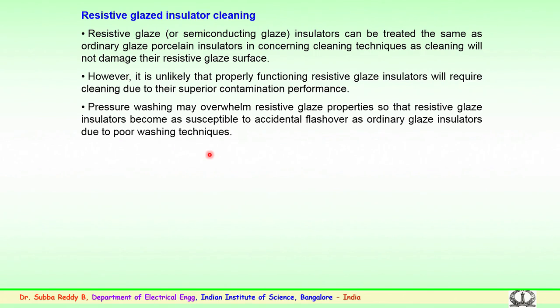Resistive glazed insulators under pressure washing may overwhelm the resistive glaze properties, so that they become as susceptible to accidental flashover as ordinary glaze insulators due to poor washing techniques. So, care has to be taken by the personnel or utilities while cleaning the resistive glazed insulators.